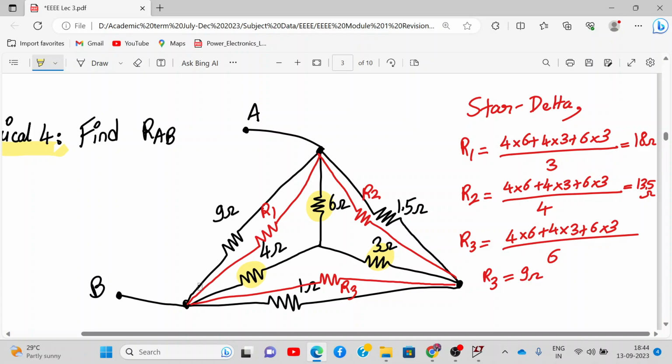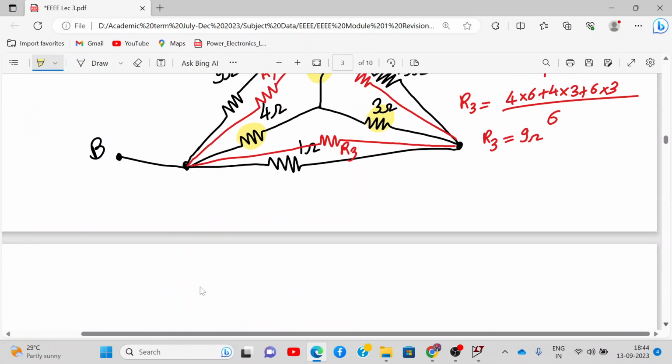So we'll disconnect this and we draw the network again. Alright, so let's do that. So here if you see, 9 ohm will be parallel to 4 ohm. Sorry, not 4 ohm. This is not 4, this is R1. So that is 18 ohm. Then over here, 1.5 will be parallel to 13.5. This will be 13.5. And here will be R3 parallel to 1 ohm.